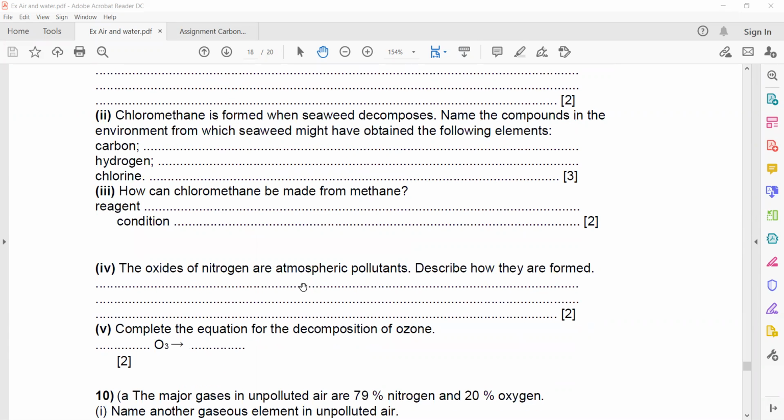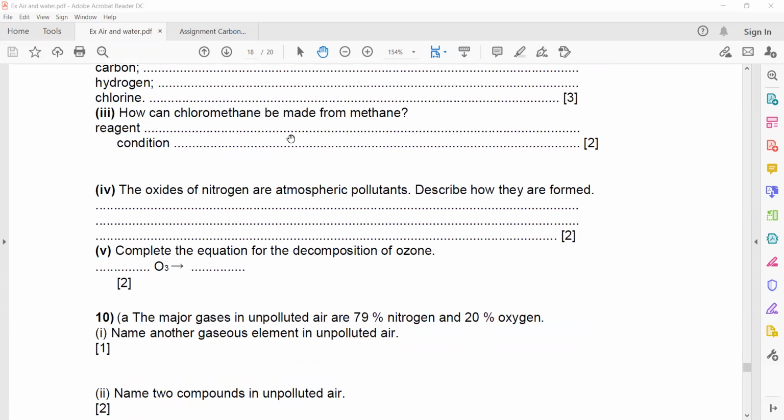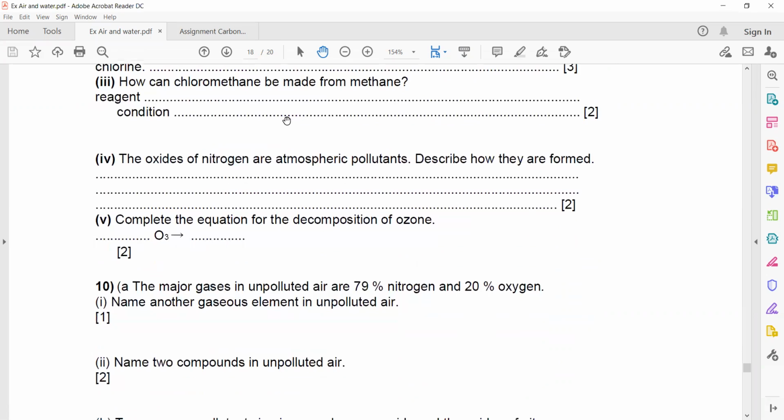Oxides of nitrogen are atmospheric pollutants. How are they formed? Inside the car engine, due to high temperature, nitrogen and oxygen from air react to form oxides of nitrogen. Complete the equation for decomposition of ozone. Basically, ozone decomposes into oxygen. So if you have ozone, it forms oxygen. The equation must be balanced.